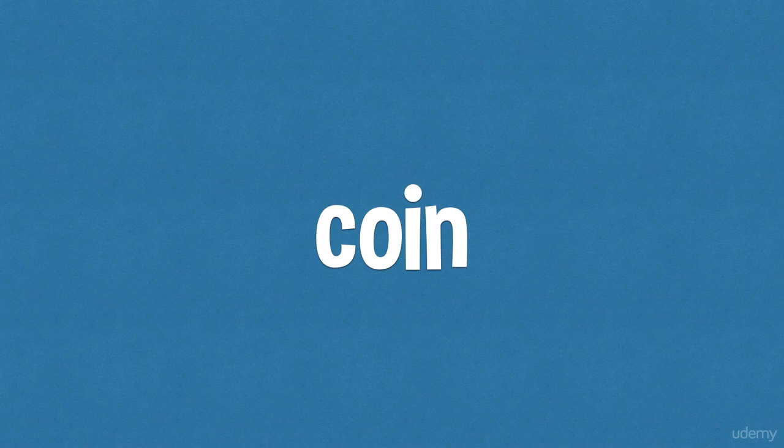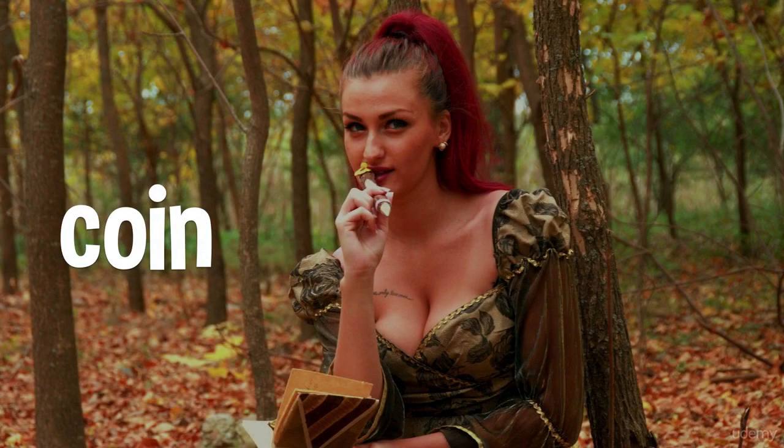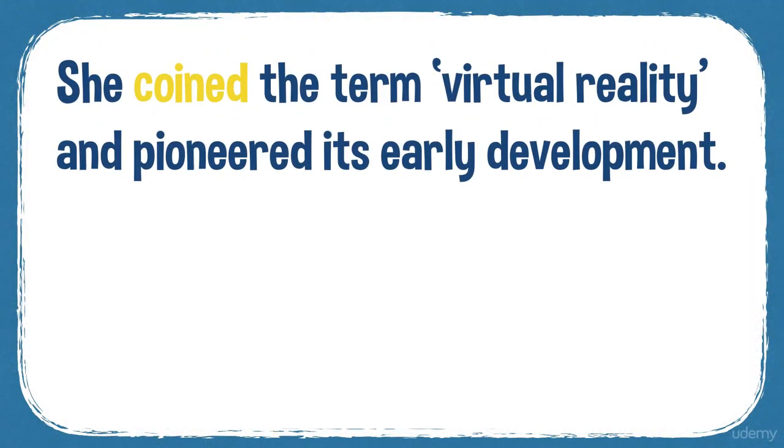Coin. Now, of course, a coin is a piece of metal, which is money, but as a verb, if you coin something, if you coin a phrase, or if you coin a word, then you're the first person to say it. And here's a poet from maybe hundreds of years ago in the forests writing a poem, and she's the first person to coin a phrase. She's making something up. She coined the term virtual reality and pioneered its early development.